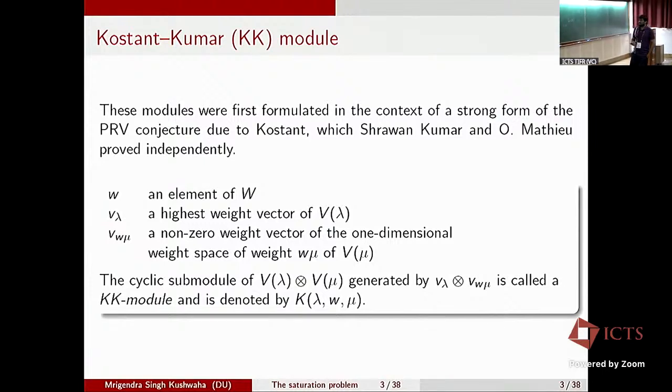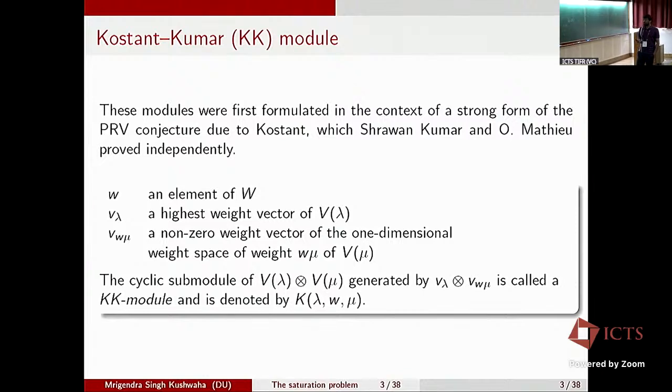Let W be a Weyl group element and v lambda be the highest weight vector of V lambda, and v W mu be a non-zero weight vector of the one-dimensional weight space of weight W mu inside V mu. Then the cyclic submodule of the tensor product generated by v lambda tensor v W mu is called the KK module, and it is denoted by K lambda W mu.